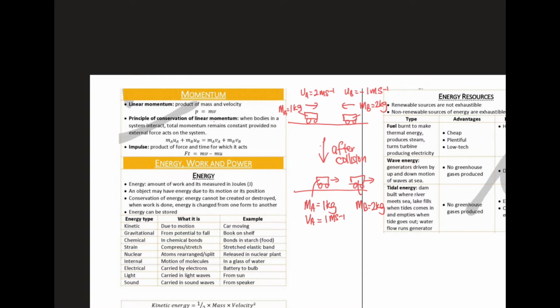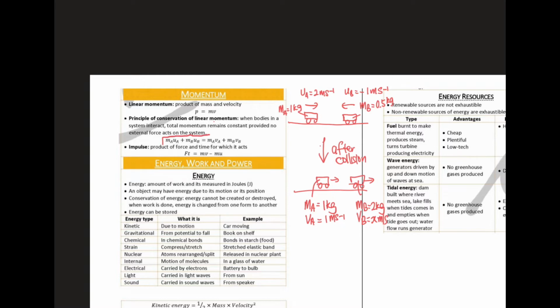Okay, I need to change the value a bit, if not, it's not reasonable. For MB, let's say I change it to 0.5 kg. Then you can find out the VB. Let's say I call it X meters per second. So how do we find it out? You can use this formula.